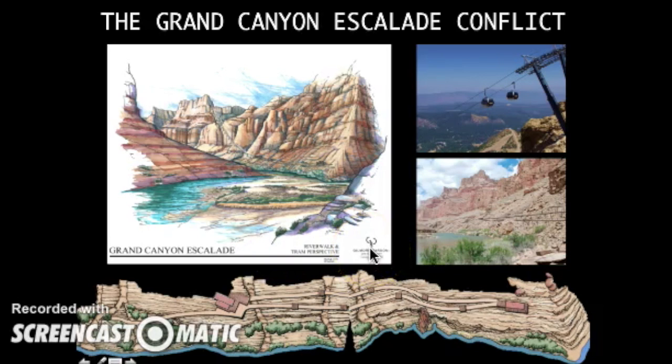The Grand Canyon Escalade Conflict. Dominating a 277-mile stretch of the Colorado River in northern Arizona, the Grand Canyon is one of the world's most iconic landscapes. A World Heritage Site and one of the 7 natural wonders of the world, the Grand Canyon amazes and inspires nearly 5 million visitors per year with its grandness and expanse.